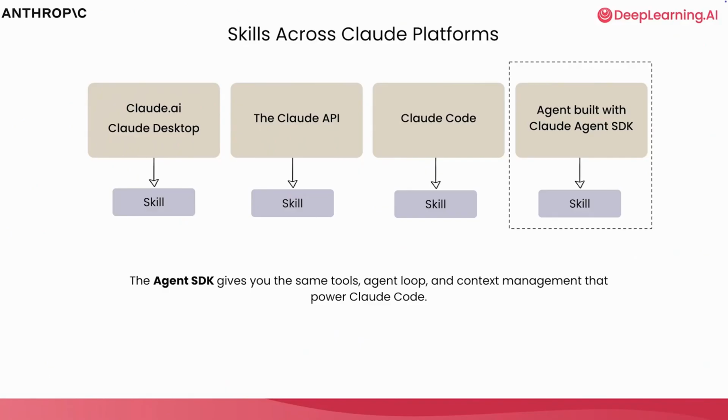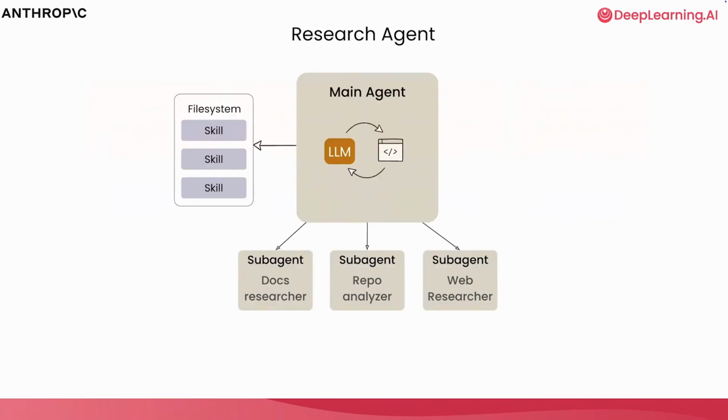As a refresher, the Claude Agent SDK is a programmatic way of building your own agentic applications that use the same internal harness that Claude Code does. What we're going to be building here is a general purpose research agent. The main agent is going to be able to research information from multiple sources and synthesize a summary. It will dispatch 3 different subagents for analyzing documentation, analyzing and downloading repositories, and researching information by searching the web.